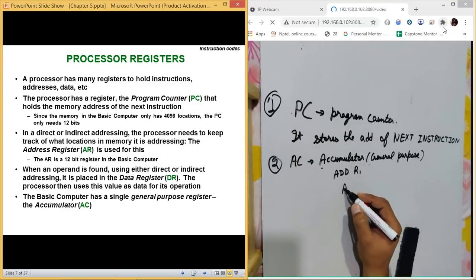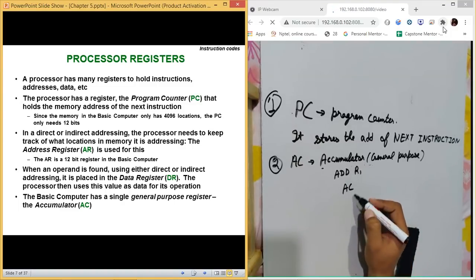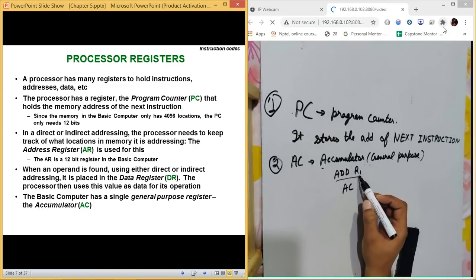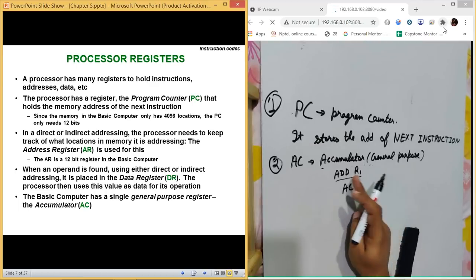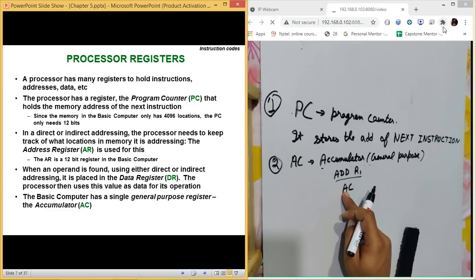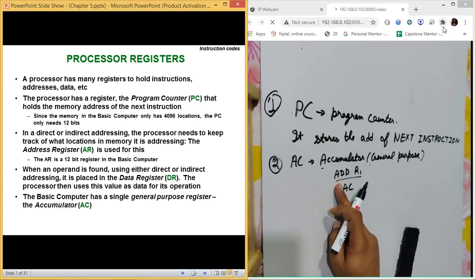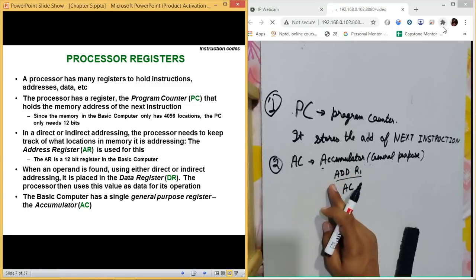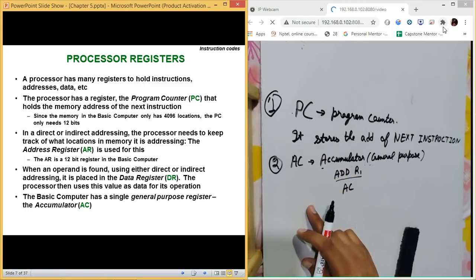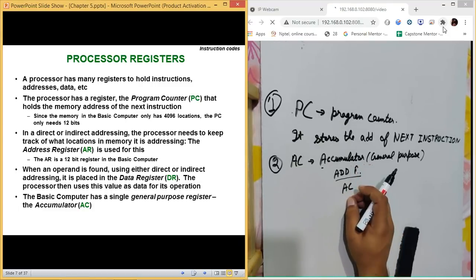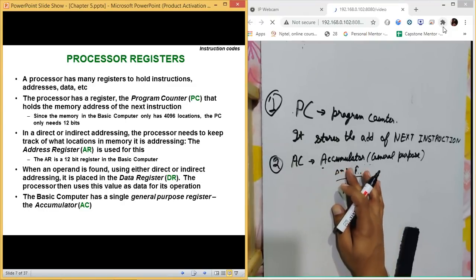It will add it with the value of accumulator and store the result in accumulator. So this add R1 directly simply says to add the content of R1 with the content of accumulator and store the result in accumulator. The accumulator is simply a general purpose register which can be used for various tasks, and it is the register which is connected with your ALU. So most of the time the ALU will be accessing your accumulator only.